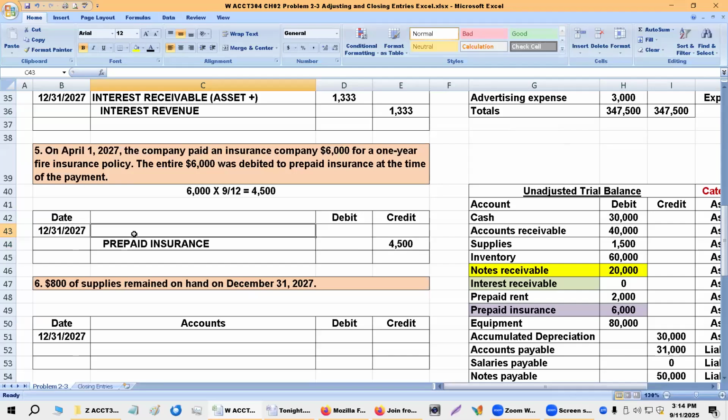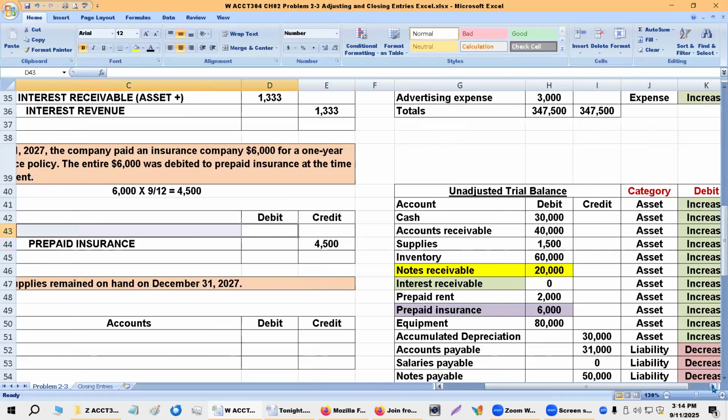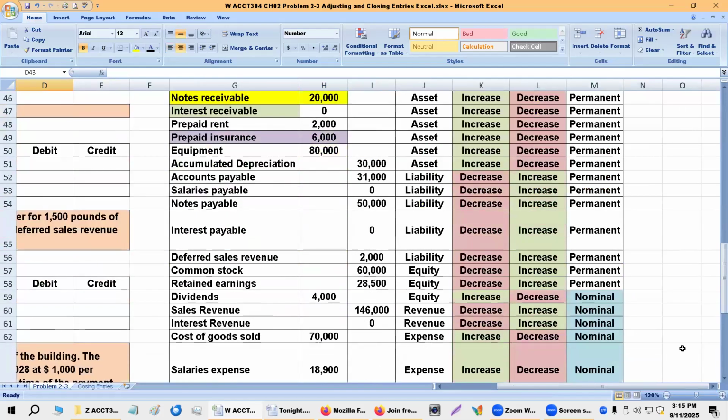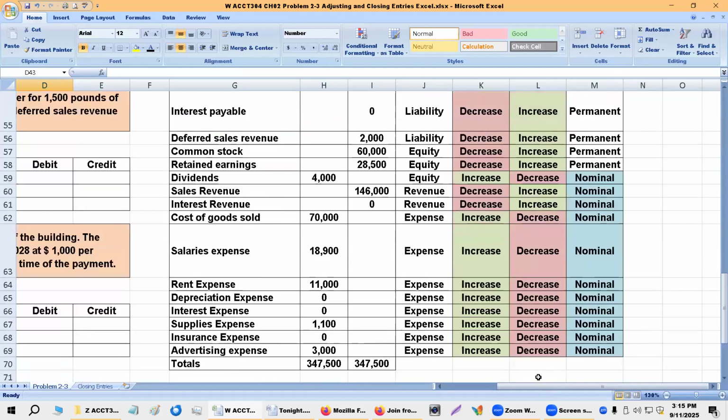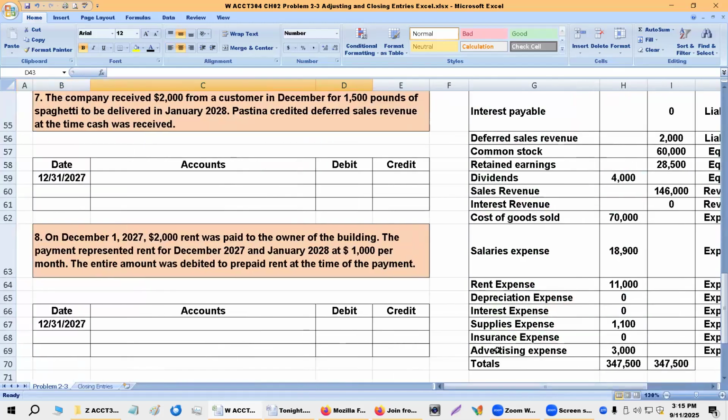Do we need a revenue or an expense? And actually, if you know that this one's a credit, you know that this one has to be a debit, right? Which would make it an expense, right? Yep. Insurance expense.